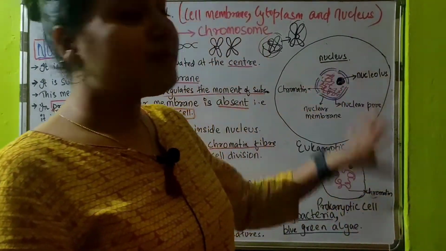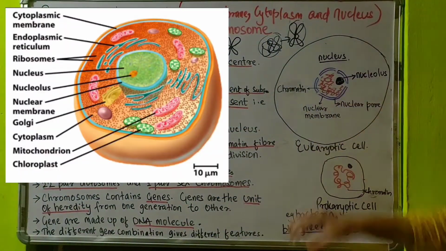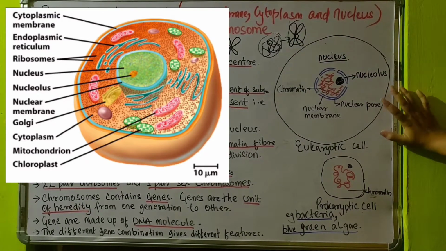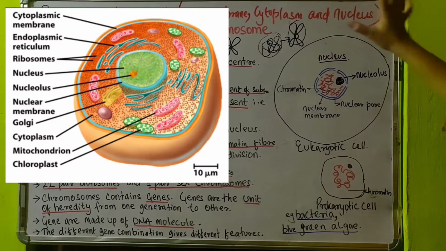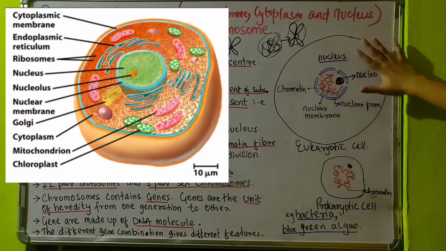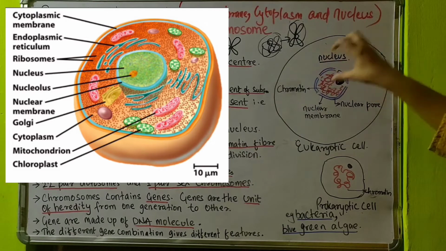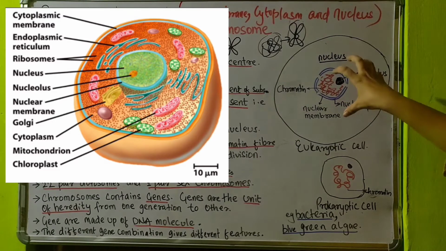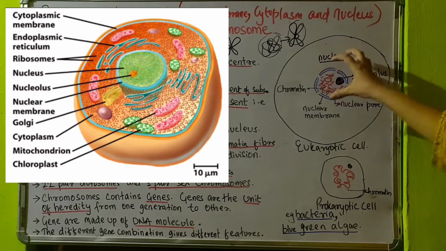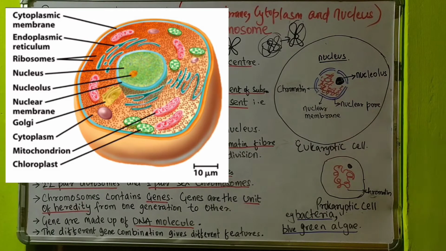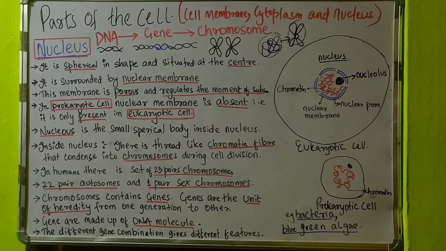Come to this picture, students. Here you see I have drawn a picture of a cell. There is a plasma membrane outside the cell that we have already studied, and in between there is a cytoplasm, this white color thing, and at the center you see there is a nucleus. And the nucleus is covered by nuclear membrane. You see this blue color line is a nuclear membrane, and nuclear membrane consists of a nuclear pore.